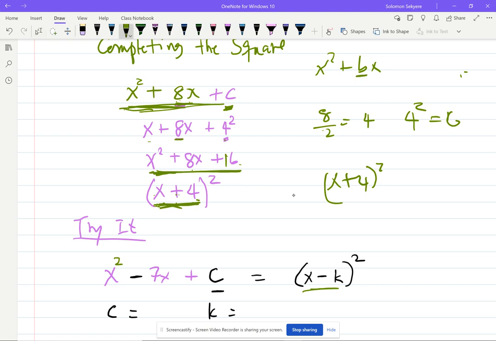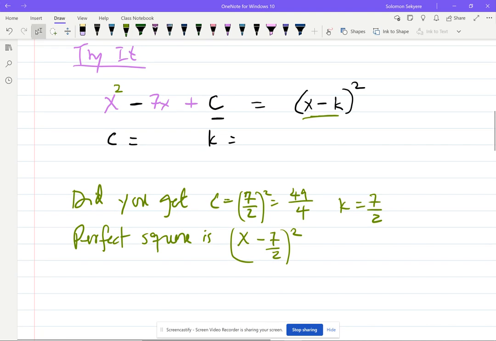And remember, this is plus because it's plus over here. So when this is minus, it's going to be x minus something. So here, this should be your answers. Divide that by 2, square it. That's what you're going to add to make it a perfect square. And what goes here is that 7 over 2.